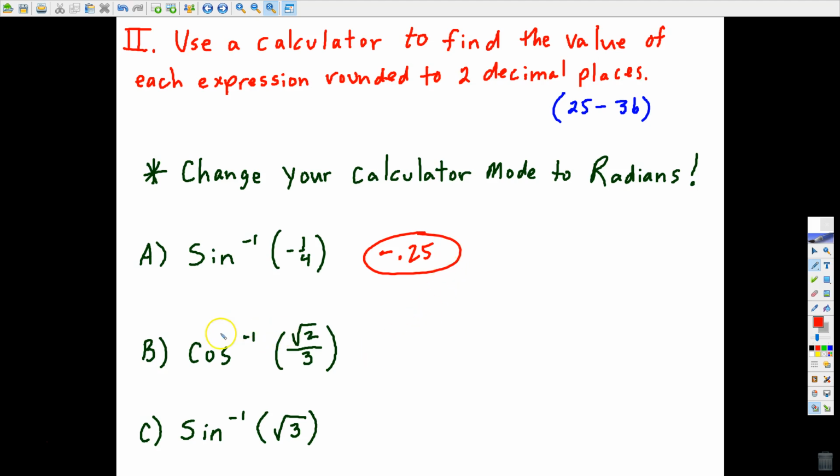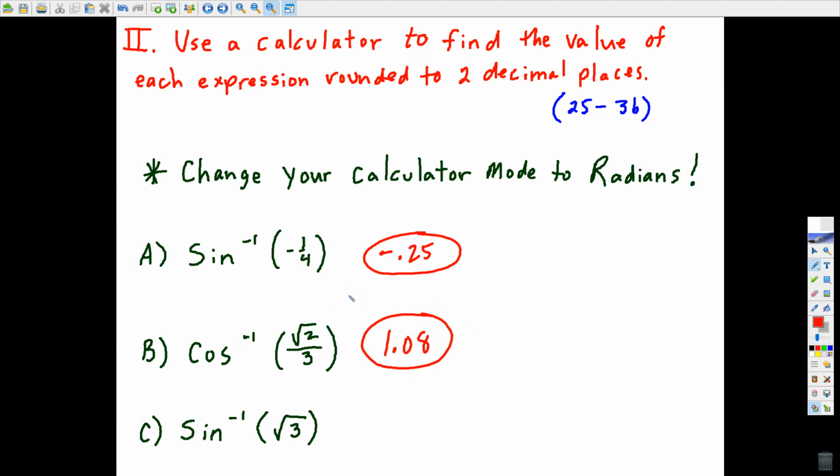Okay, letter B, this time we're going to do inverse cosine, so second cosine, and we'll put in the square root of 2, close parentheses, and then divided by 3, close parentheses, and we get, to the nearest 2 decimal places, 1.08.